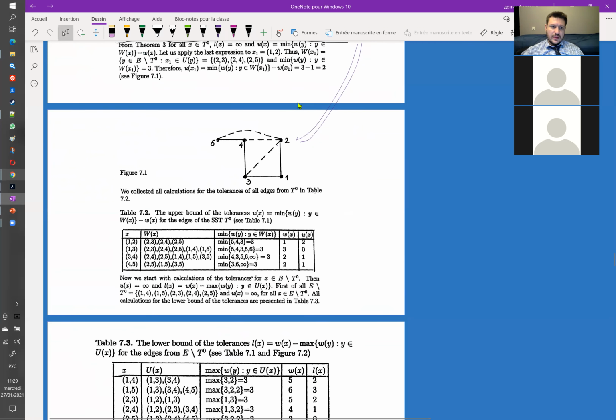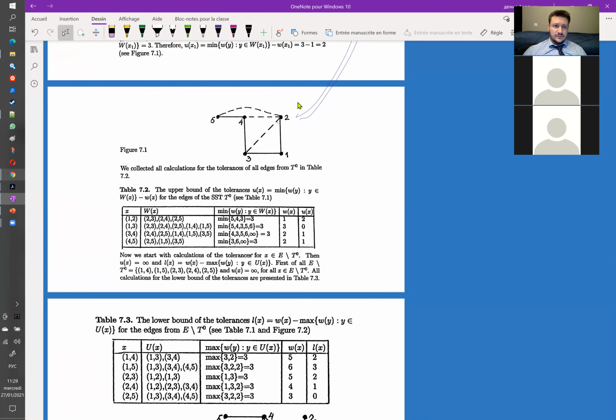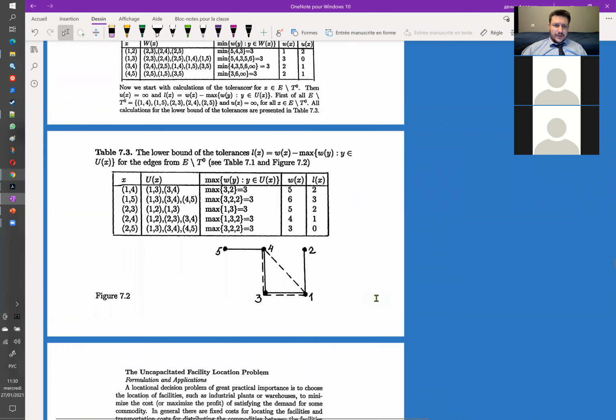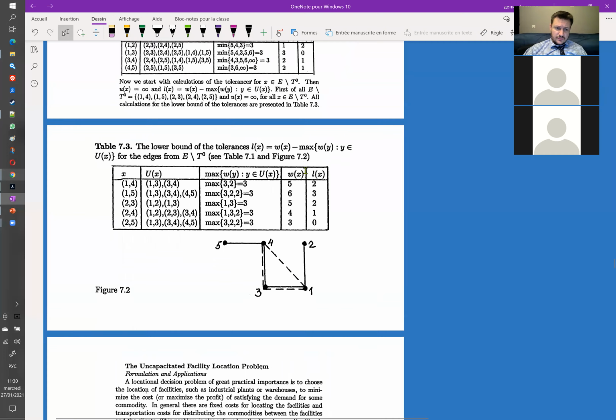Okay. And there is a table there. So the upper bound of tolerances here, we can just calculate it. We can have a lower bound for tolerances, just using that expression here.